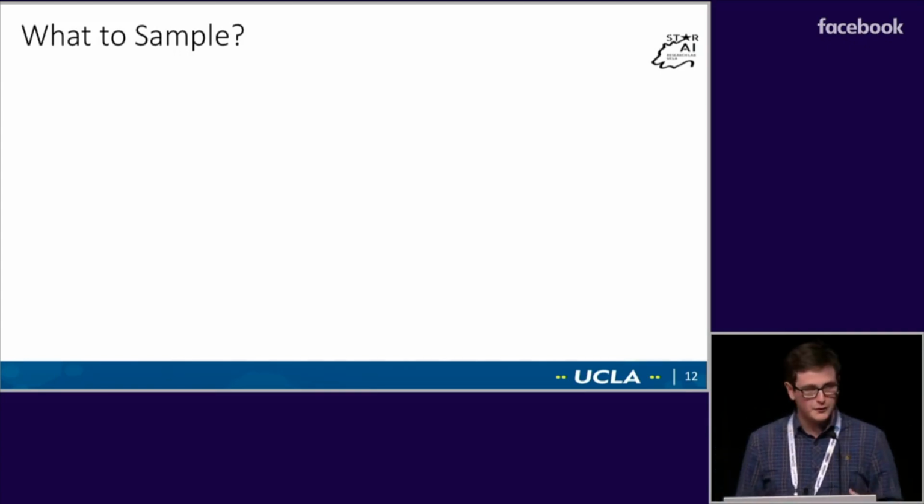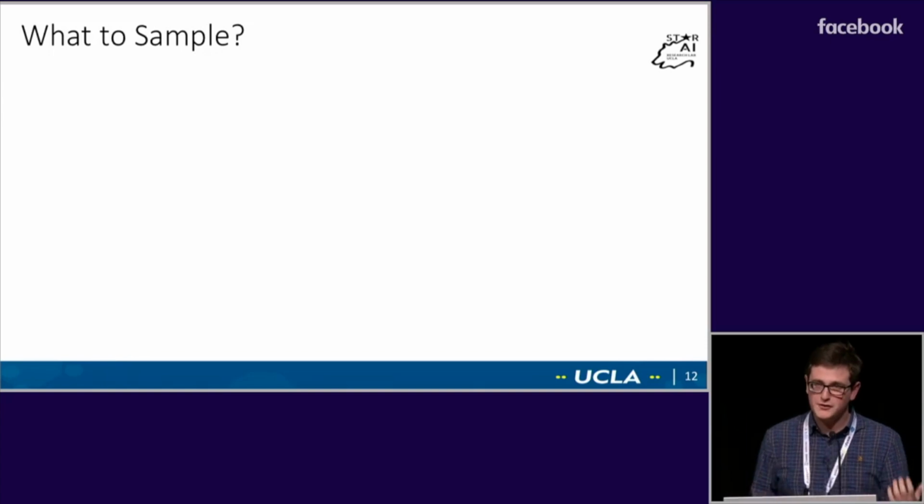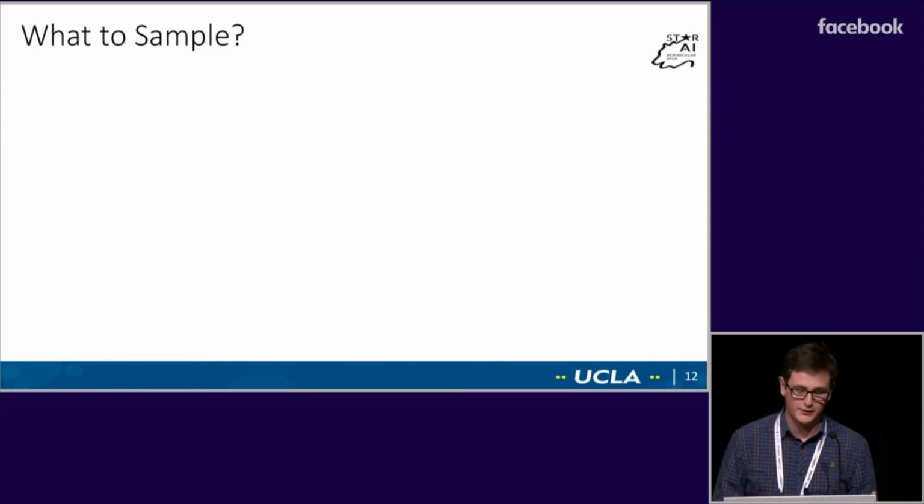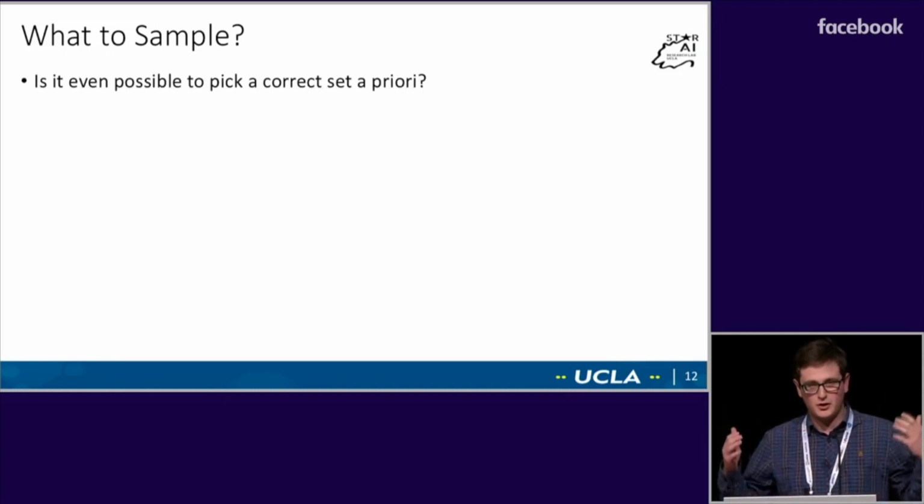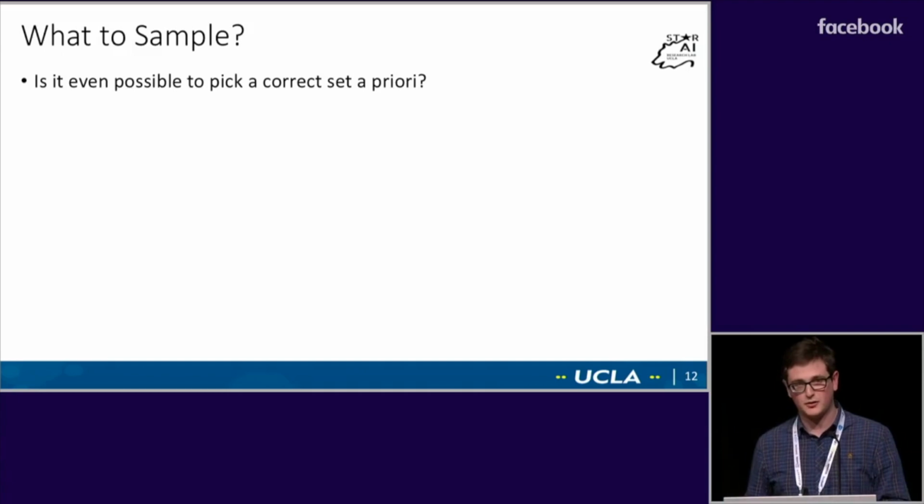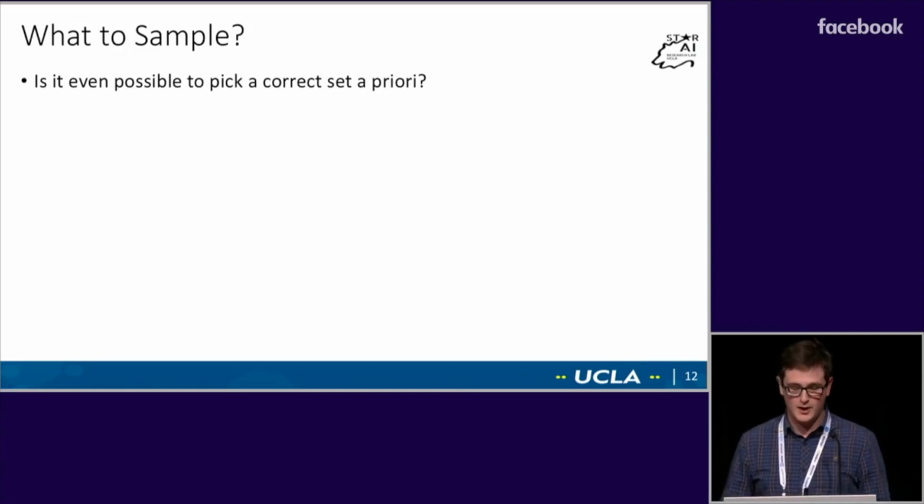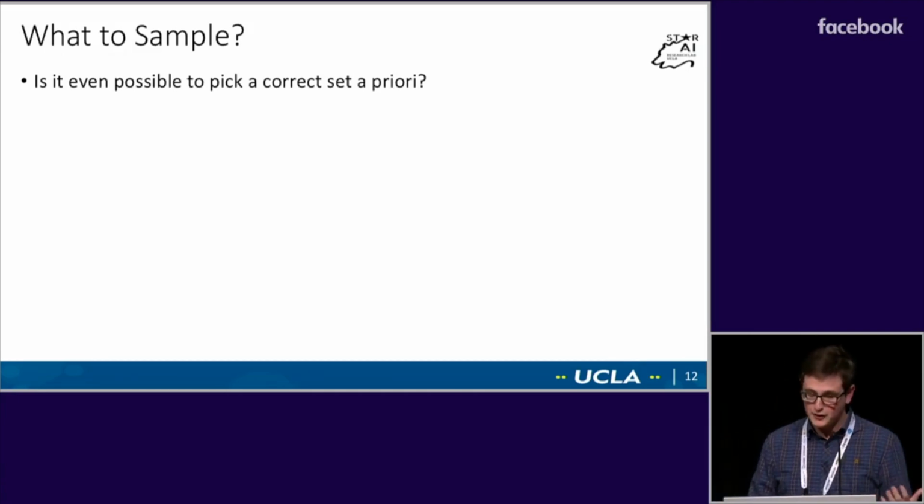And it's pretty useful. But there's this very difficult question that it raises, which is which variables do we sample? Which ones do we do exact inference on? And I'd even push that one step further and ask, is it always possible to pick a correct set ahead of time, right? And I'm going to argue that the answer is no.